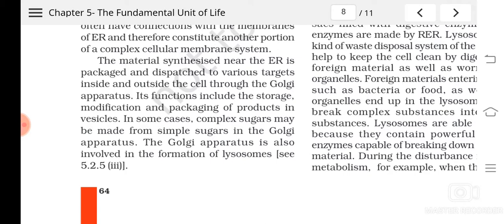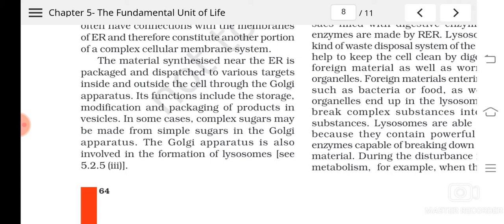We have studied that the plasma membrane is a selectively permeable membrane, isn't it? So it will not allow the movement of all molecules across it. So some molecules have to be packed so that they can pass the plasma membrane. So these functions they do. Then the next function is that complex sugars are formed from simple sugars in the Golgi apparatus. And they also help in the formation of lysosomes, another cell organelle. Understood? So which organelle is associated with the formation of lysosomes? Golgi apparatus. Is it clear?